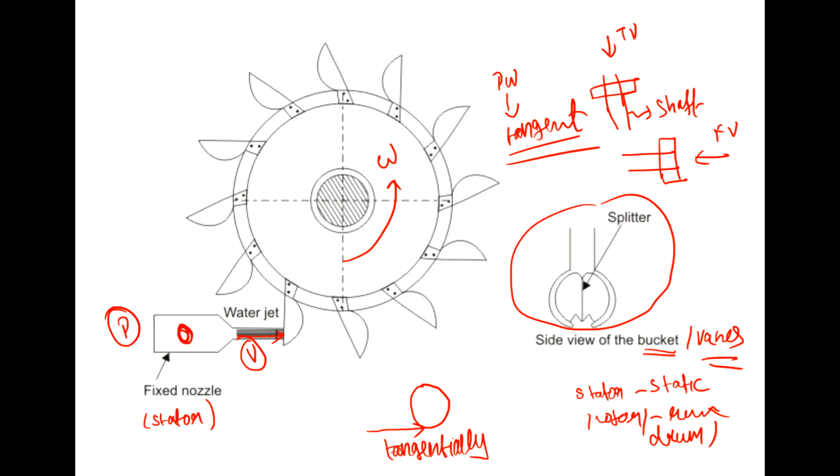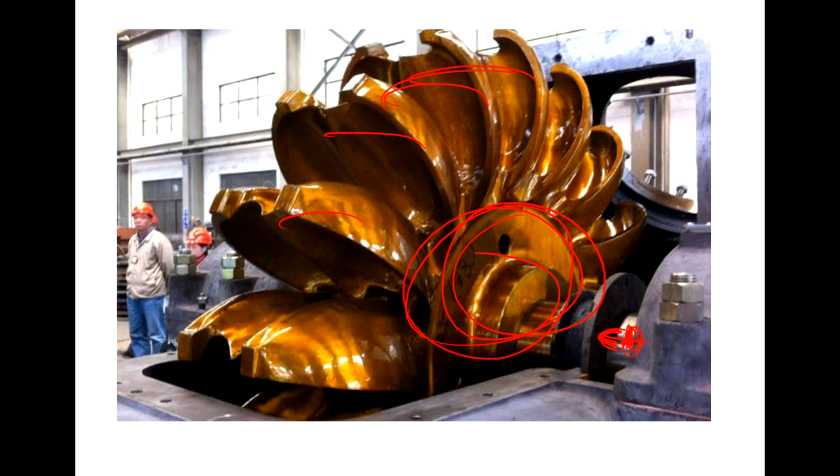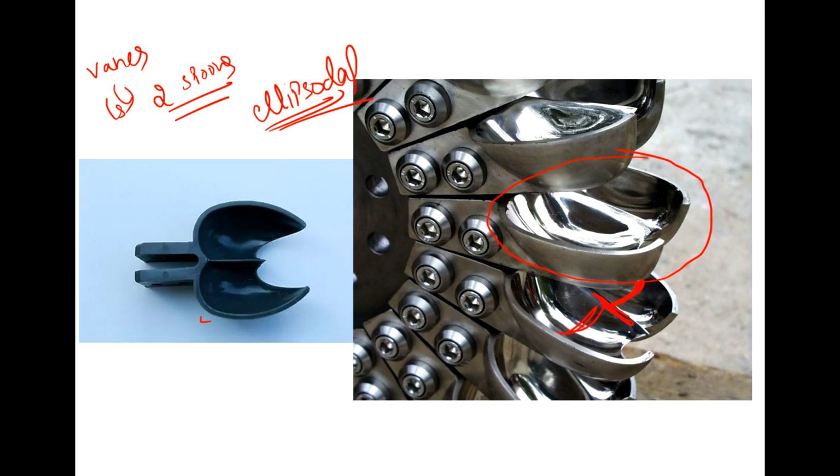If you see in this direction, you could see the splitter like this, or a three-dimensional figure as I already showed you. So this is the exact practical usage of the Pelton wheel, the exact representation of the Pelton wheel. And you could see here, this is the splitter, and this is the bucket. The fluid is going to split like this.